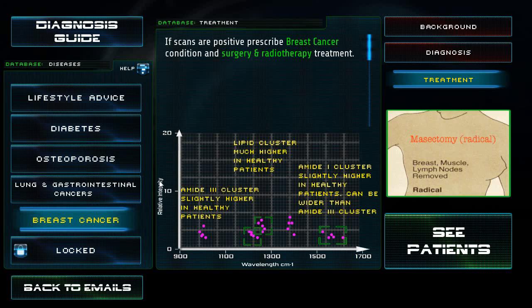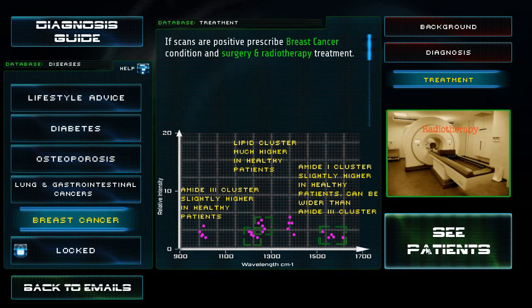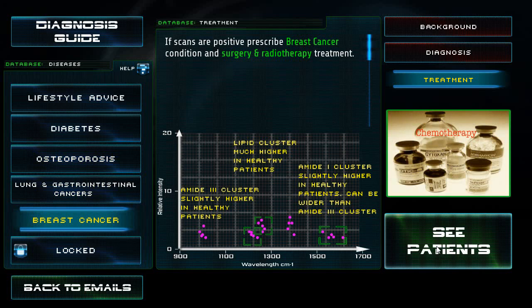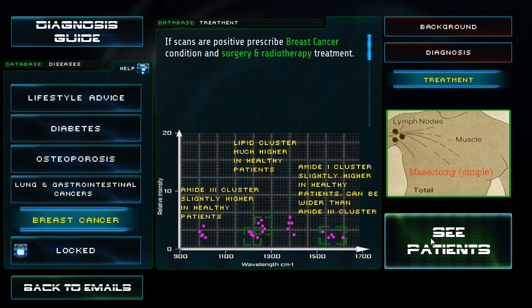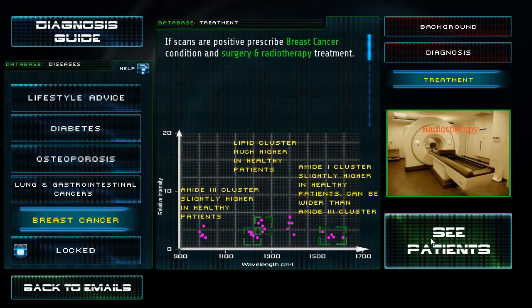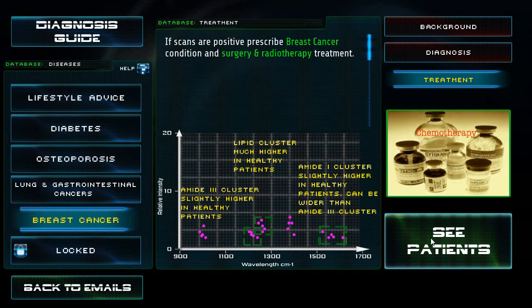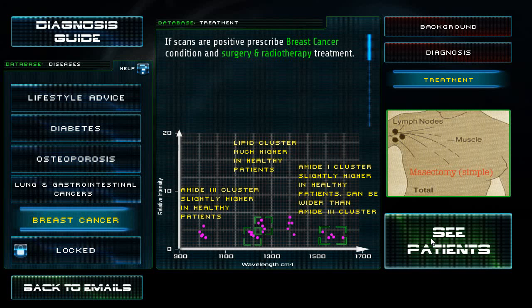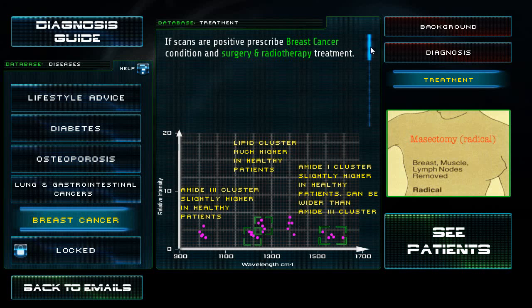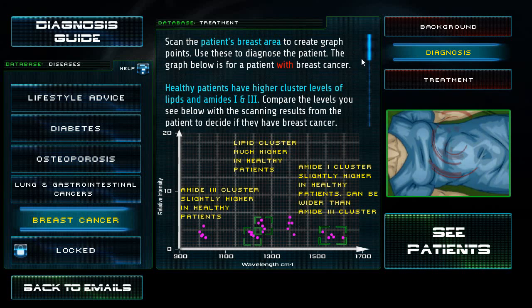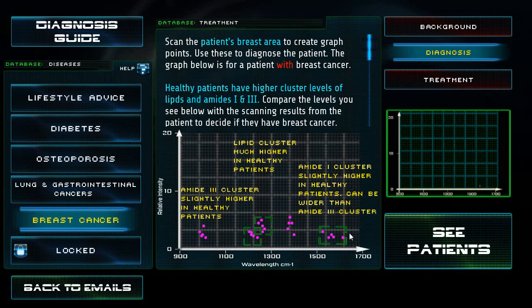Oh, God. Seriously, I'm going to hate this. I'm going to hate every bit of this. Okay, so I'm going to have to do... It's probably going to be number 7, I would imagine. Surgery and radiotherapy, if it's positive. Now, I need to look at this again. Diagnosis. Healthy patients have higher clusters, so it needs to be higher. Just remember that. It needs to be higher.